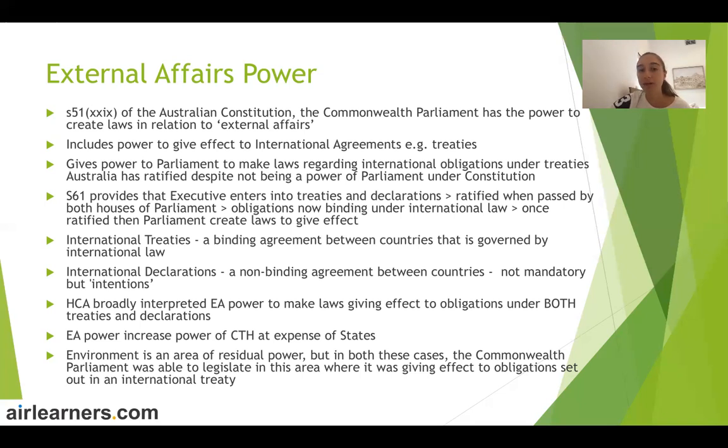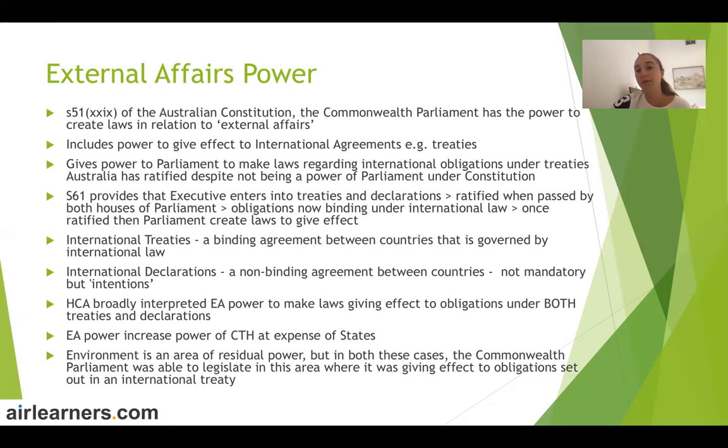And so the Parliament can make laws regarding international obligations under treaties which Australia has ratified, even if the subject matter of that treaty is not a power of the Commonwealth Parliament. So as per Section 61 of the Constitution, the executive has the power to enter into treaties and declarations, and those treaties are ratified once they are passed by both houses of Parliament.